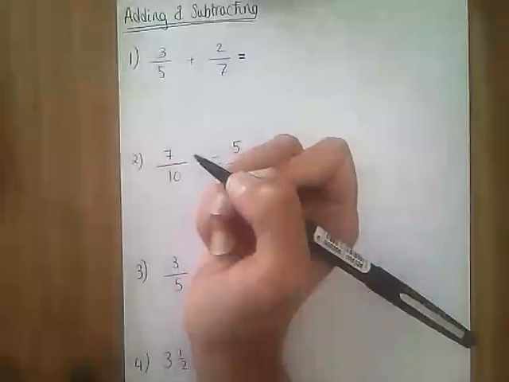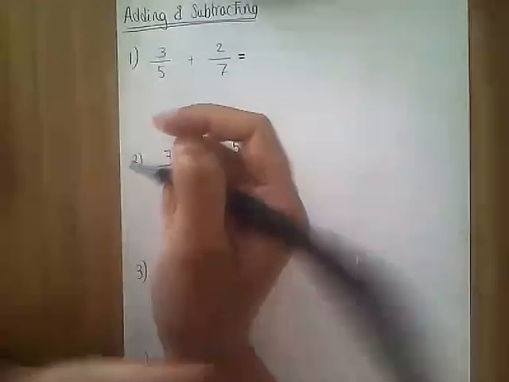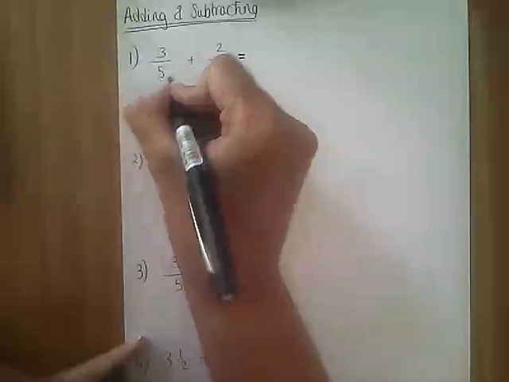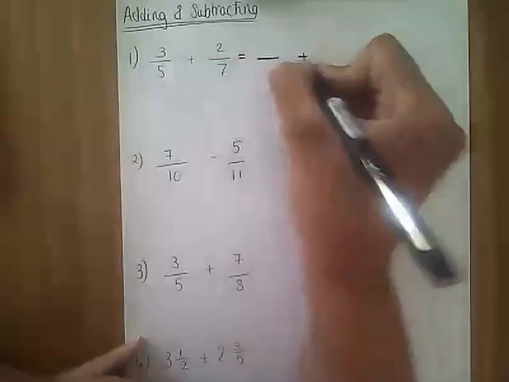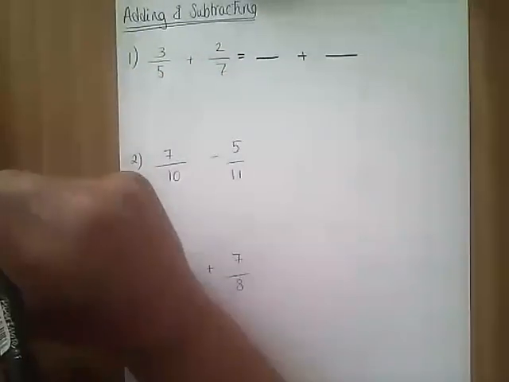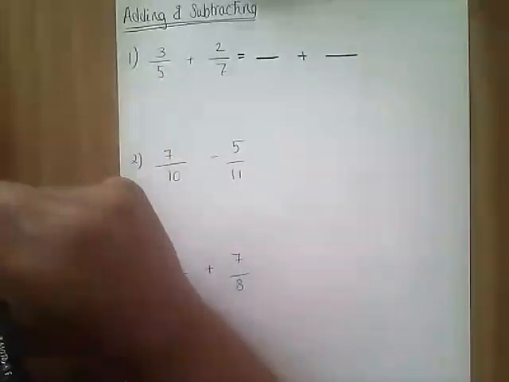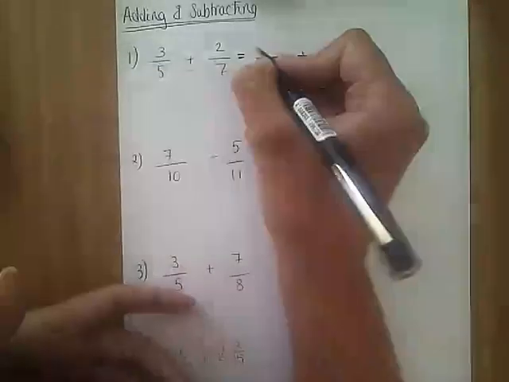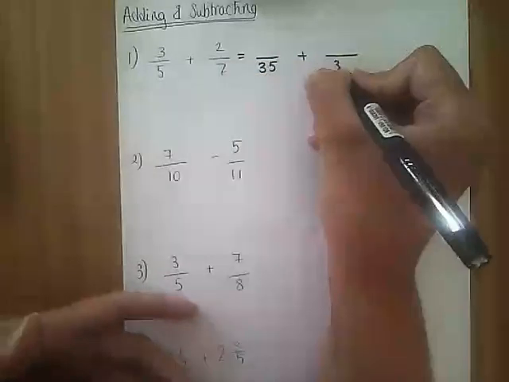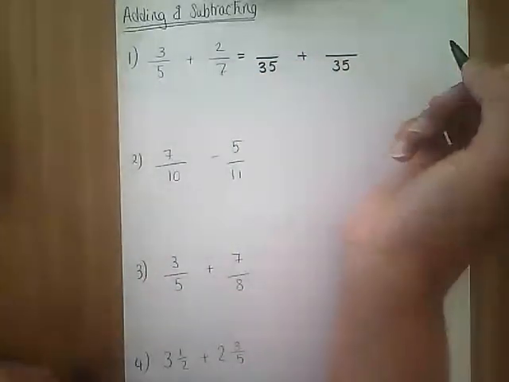Okay, so it's quite complex, it's much more complex than multiplying. You need to make this bottom number the same. So we're going to change both 3/5 and 2/7 so that they have a common denominator. So you are looking for the lowest number that 5 and 7 both go into. So 5 and 7 both go into 35. That is the lowest number that both of them go into.